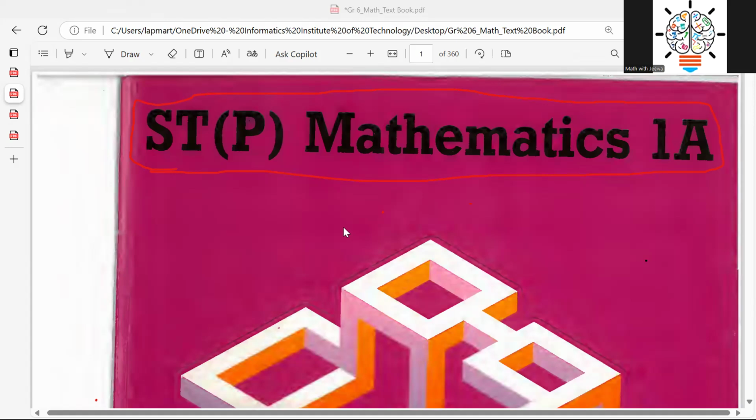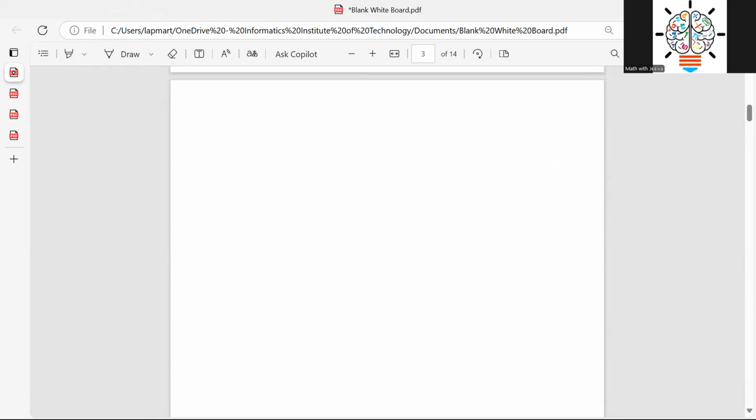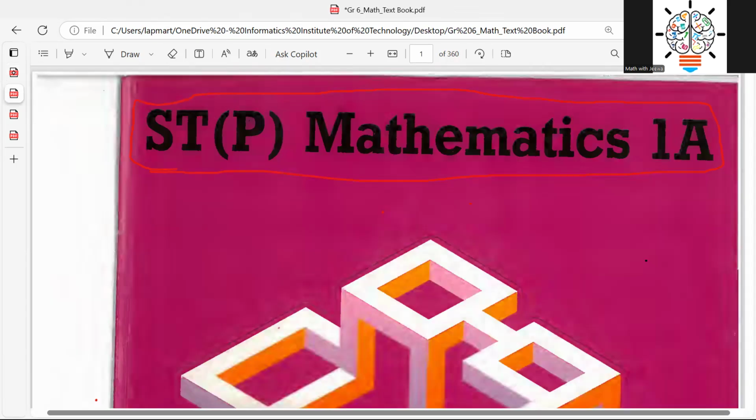So this is the book. Already you know what book we are using here. What you want to do is take your theory book, everyone, and turn to the first page. On that first page, you take the pink color pen and you write STP Mathematics 1A.